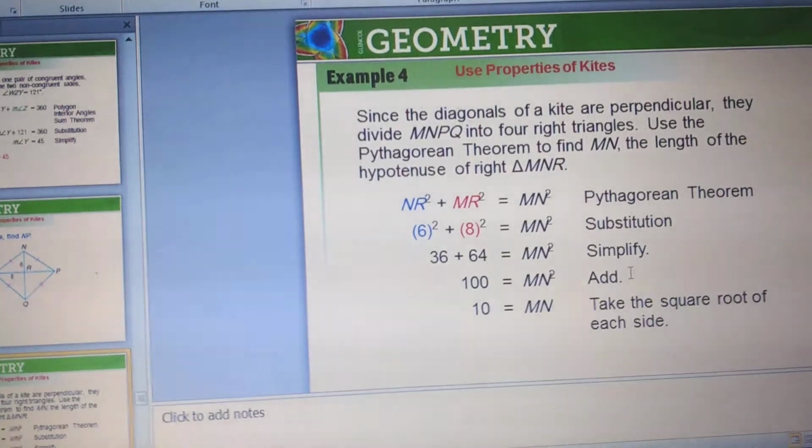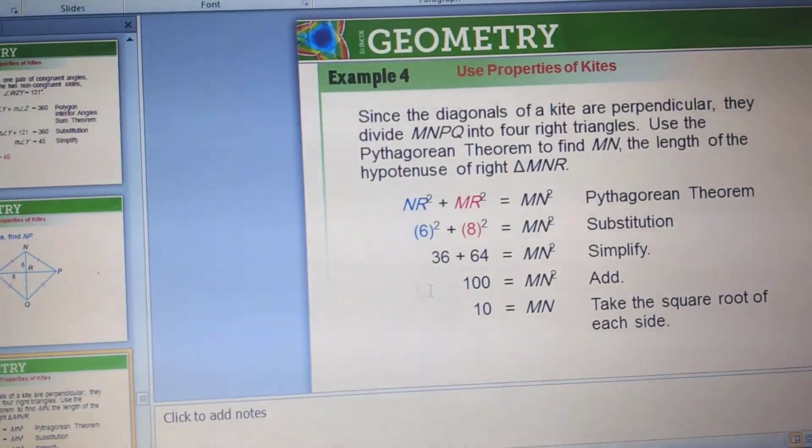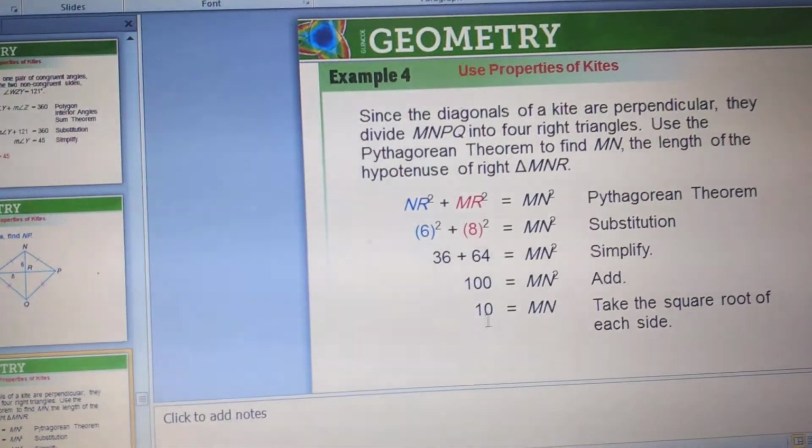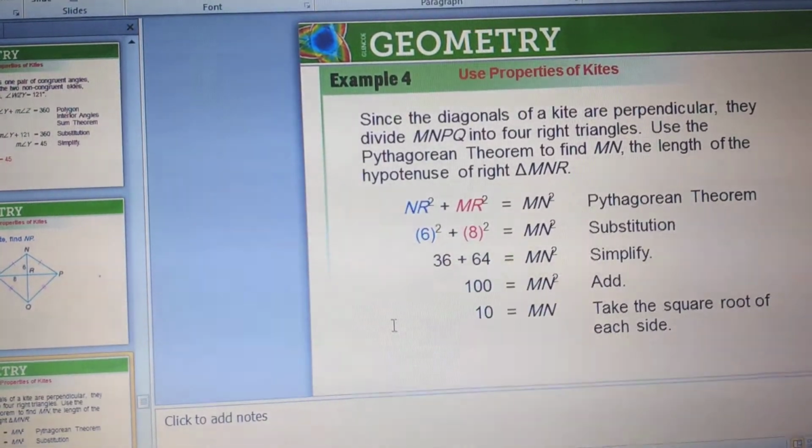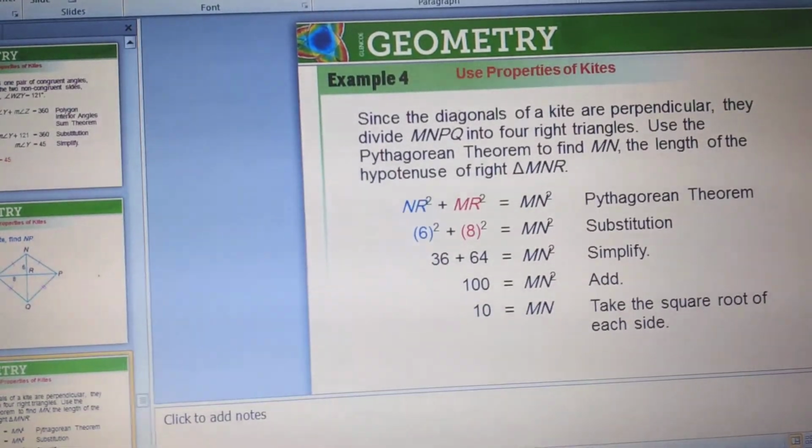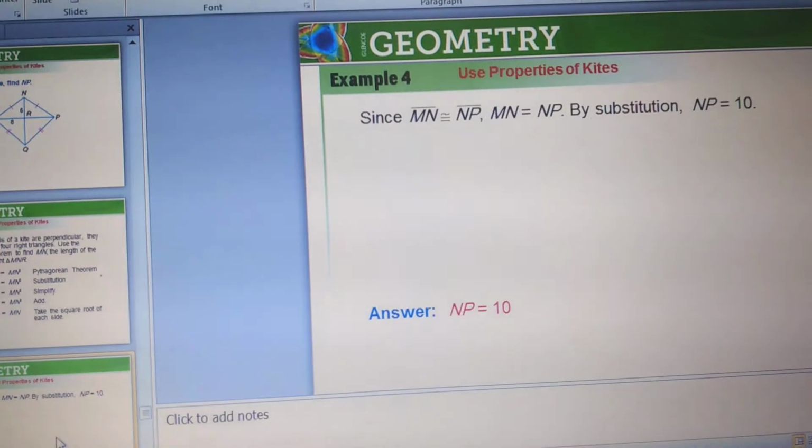You see? I take the square root of both sides. This means MN equals 10. But MN and NP are congruent. This means NP equals 10. That's the answer.